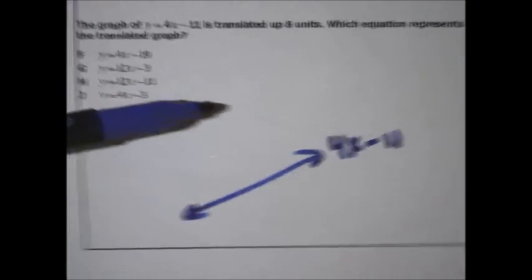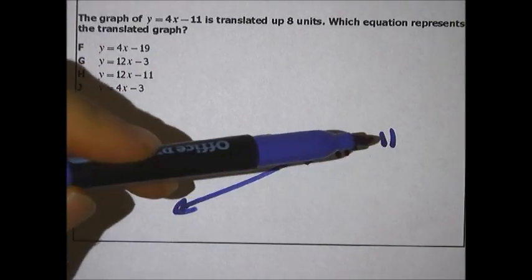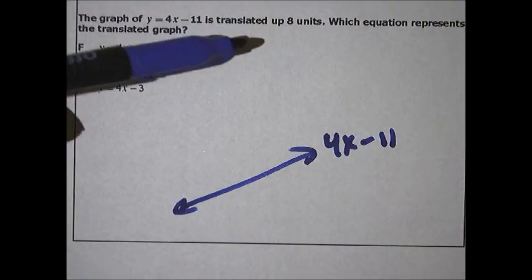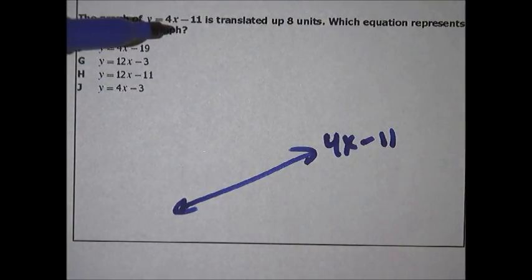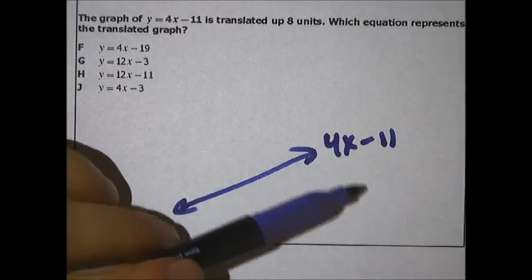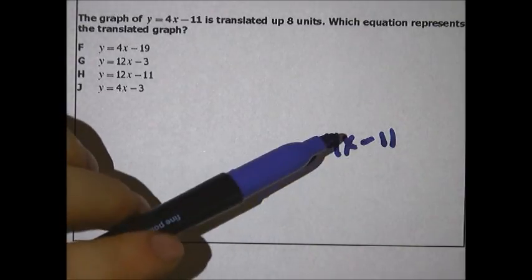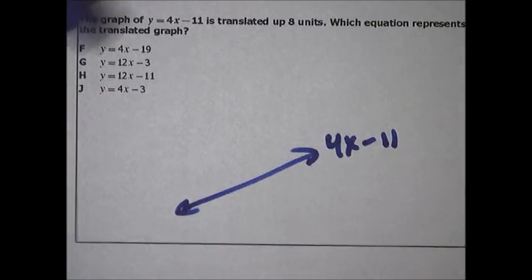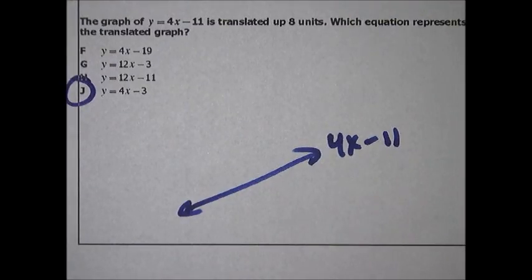If I want to move it up 8 units, the back number is your intercept. That's going to be the one that controls the up and the down. So if I want to move this line up 8 units, I should add 8 to the negative 11. And when you add 8 to negative 11, you have choice J, 4x minus 3.